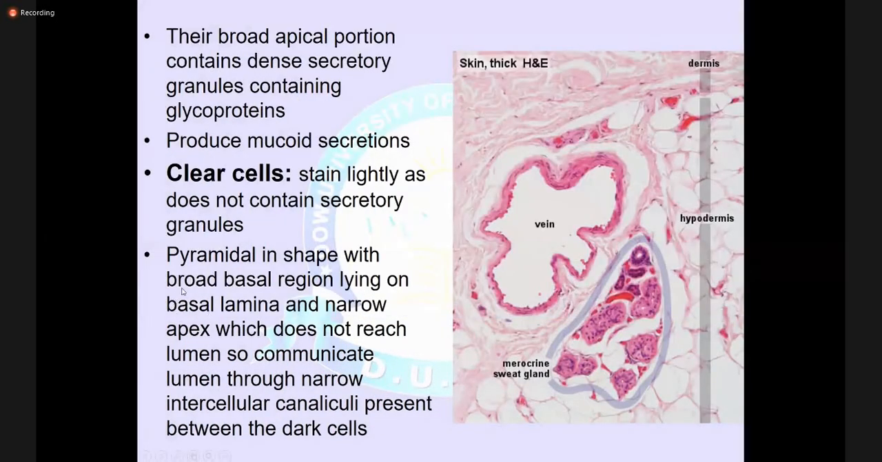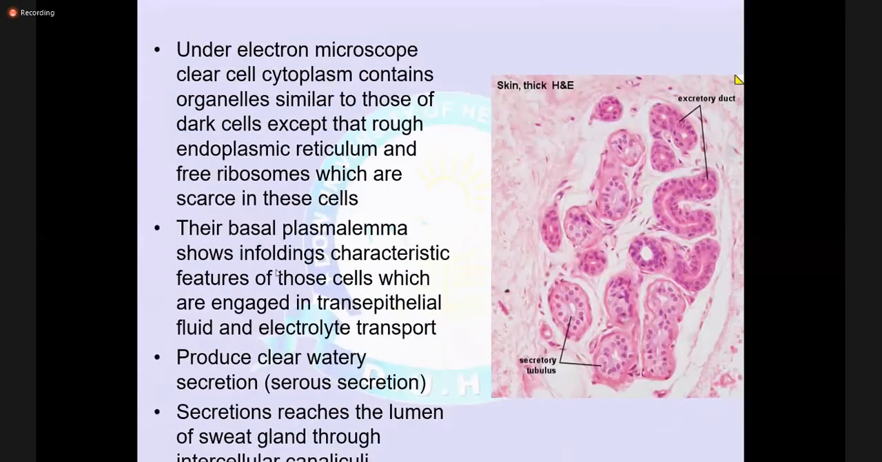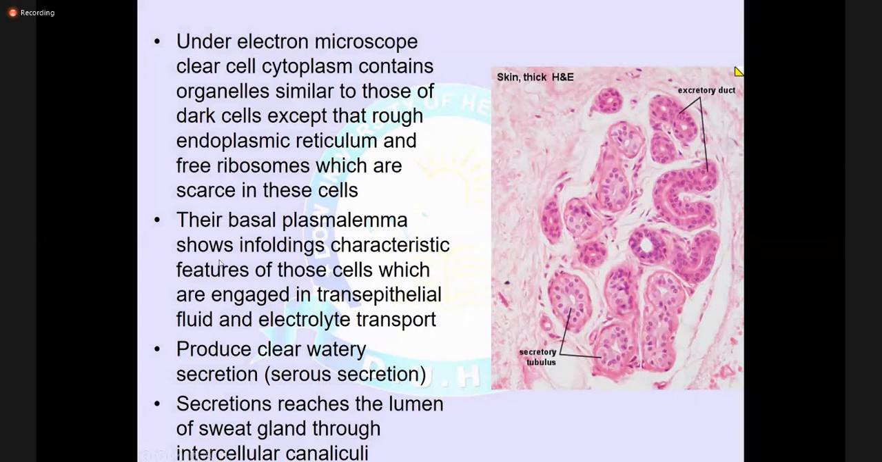Right, these cells stain lightly. They do not contain secretory granules; they are pyramidal in shape with a broad basal area, and the apical portion does not reach the lumen. Canaliculi are present between the dark cells. The basal plasma lemma shows infolding, a characteristic feature of cells engaged in transepithelial fluid and electrolyte transport. They produce a clear watery secretion, and these secretions reach the lumen of the sweat glands through the intercellular canaliculi of the clear cells.